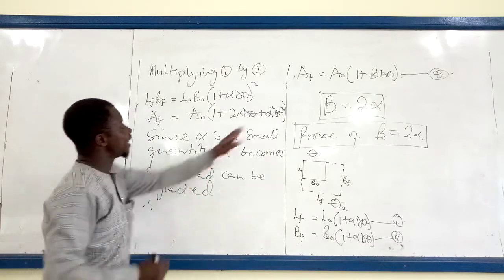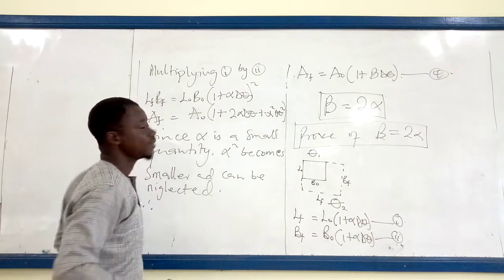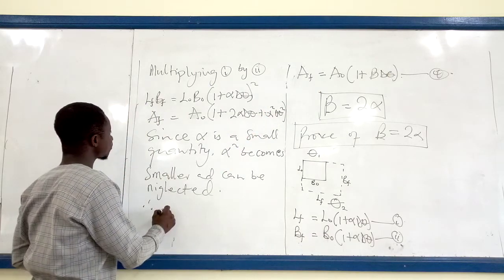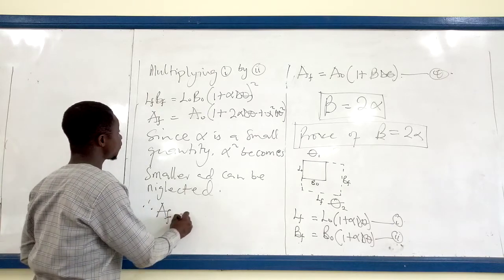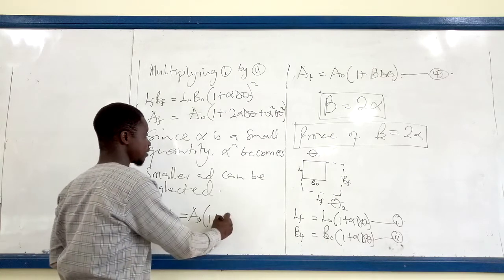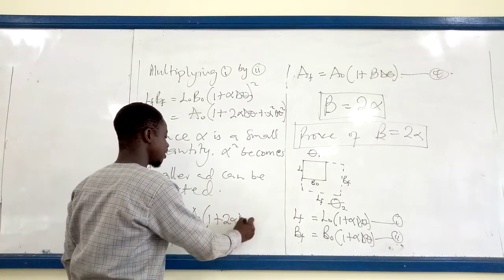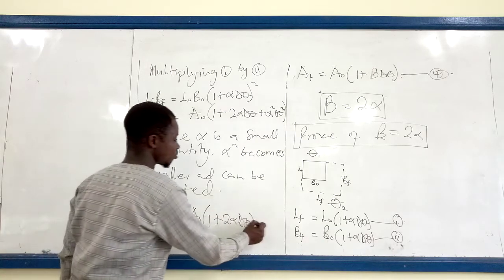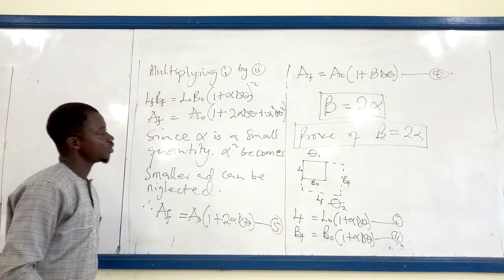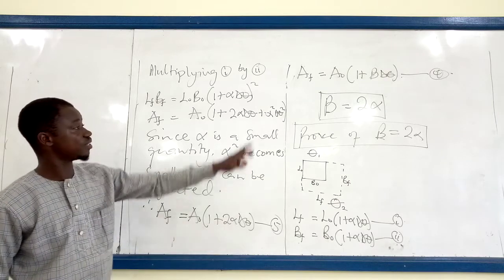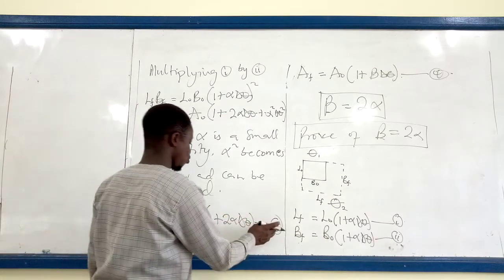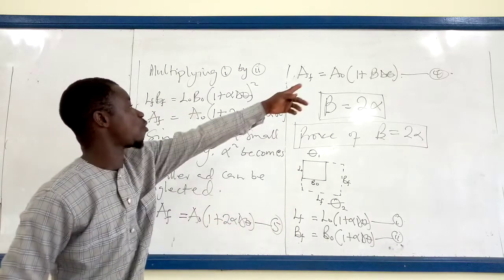Therefore, if we neglect this whole term, the whole term becomes negligible. Then we get AF is equal to A0 into bracket 1 plus 2 alpha delta theta. Let's call this equation 5. Now let's compare equation 5 and equation 4 on the board.